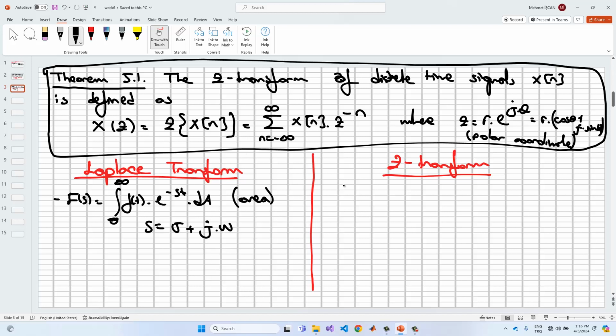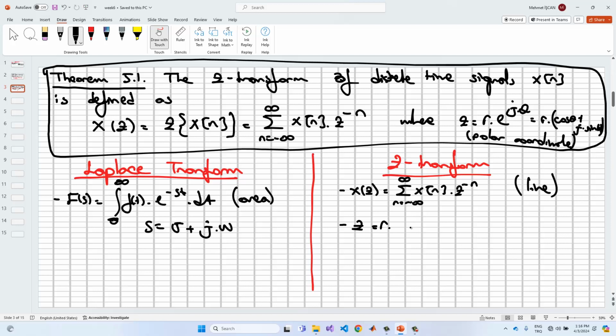But in the Z transform we have X(z), which is given in this domain just like this one. X(z) is equal to the sum from n equals minus infinity to infinity of x[n] times z^(-n), and so this is the line. Okay, in this domain this is a line, but that was the area. And so how can we visualize this result?